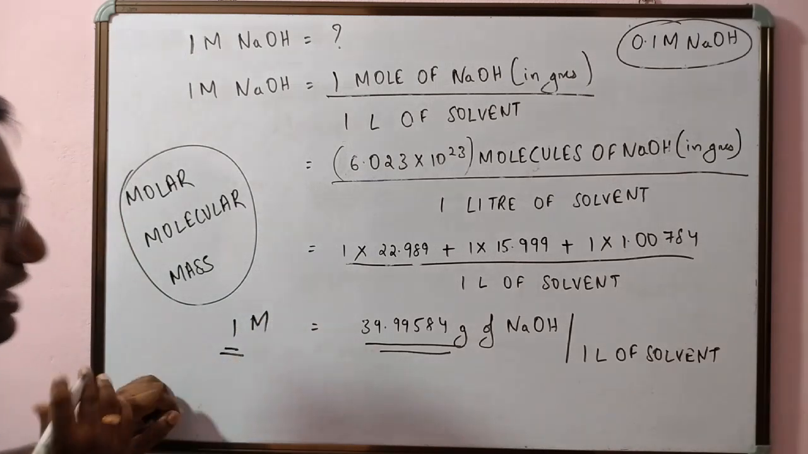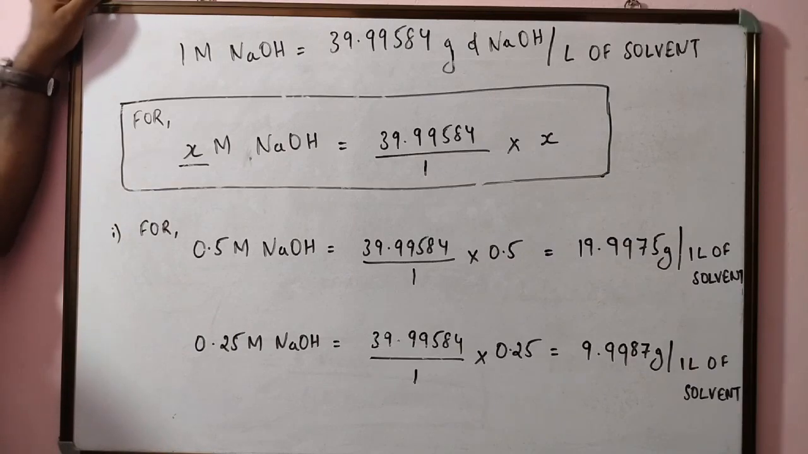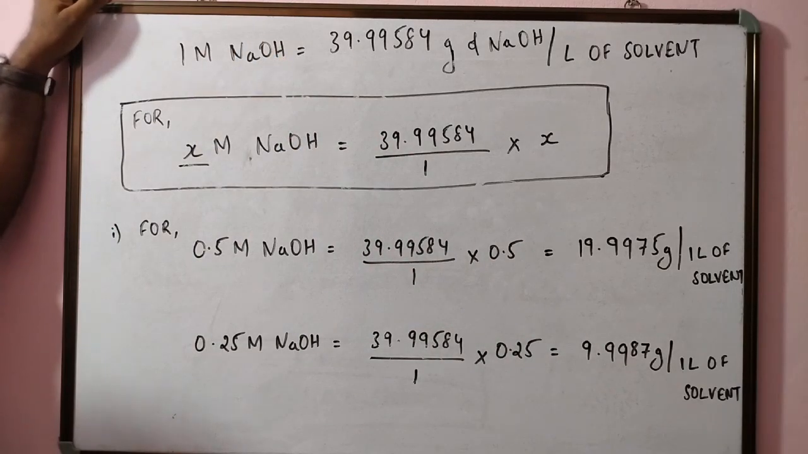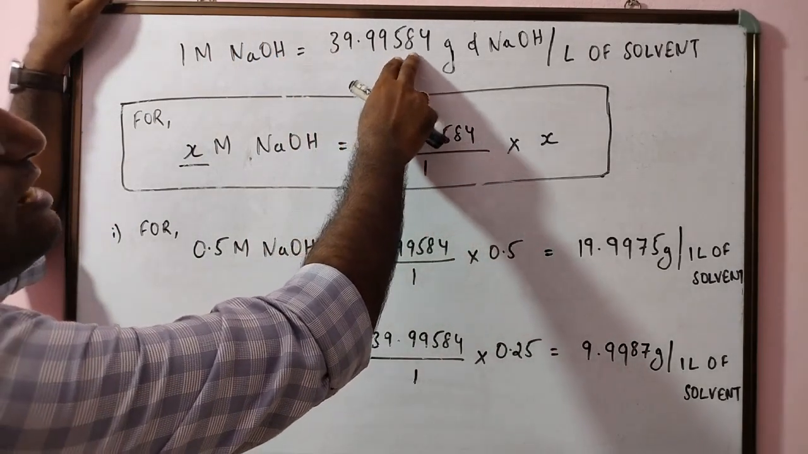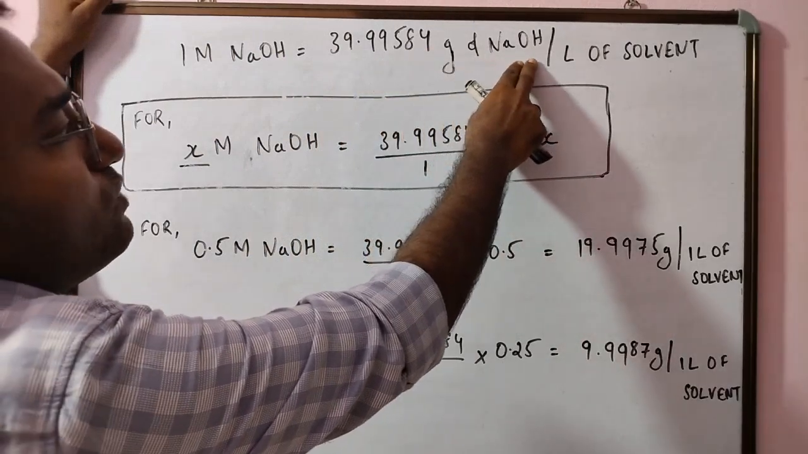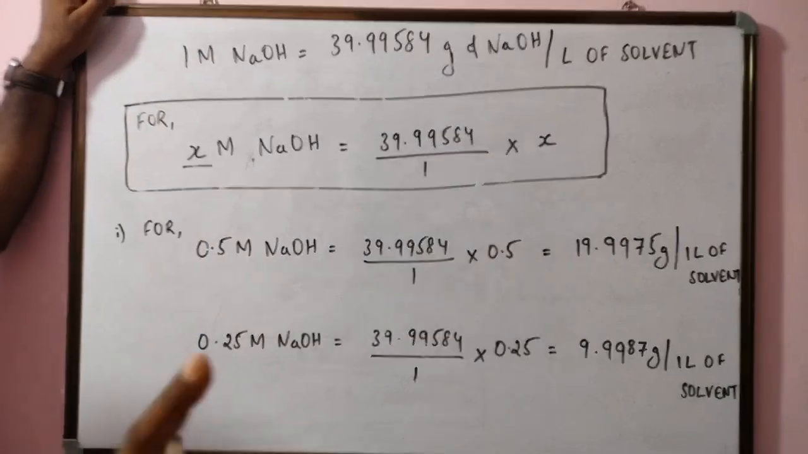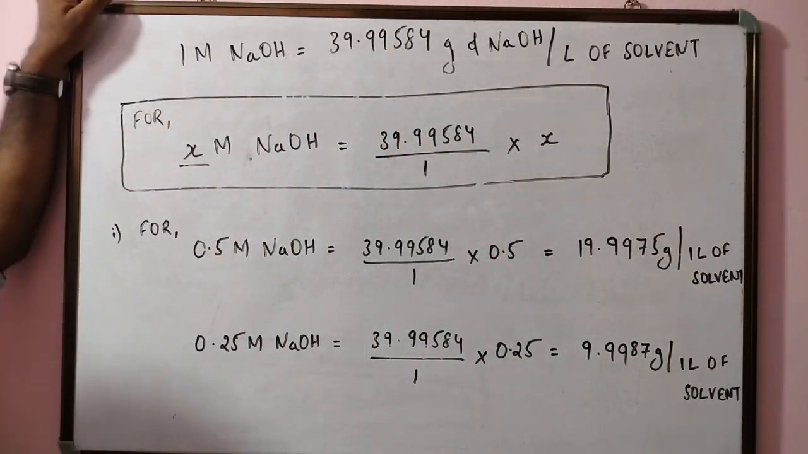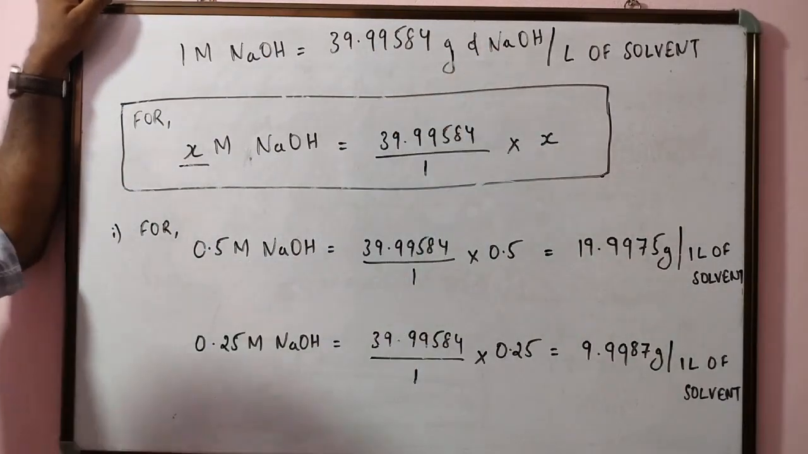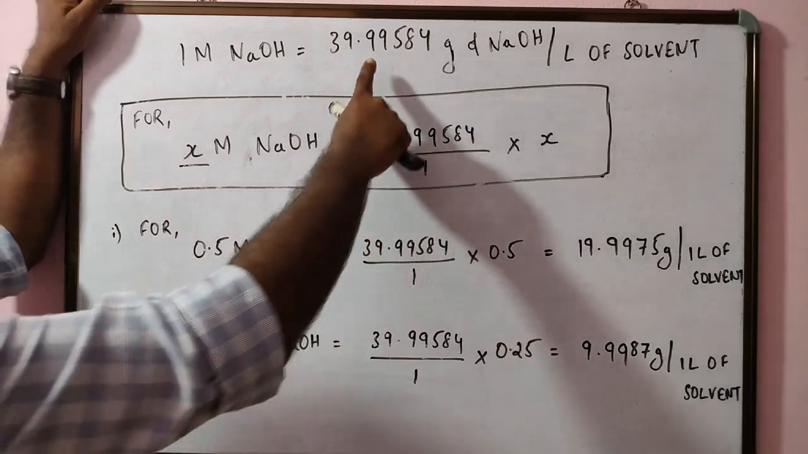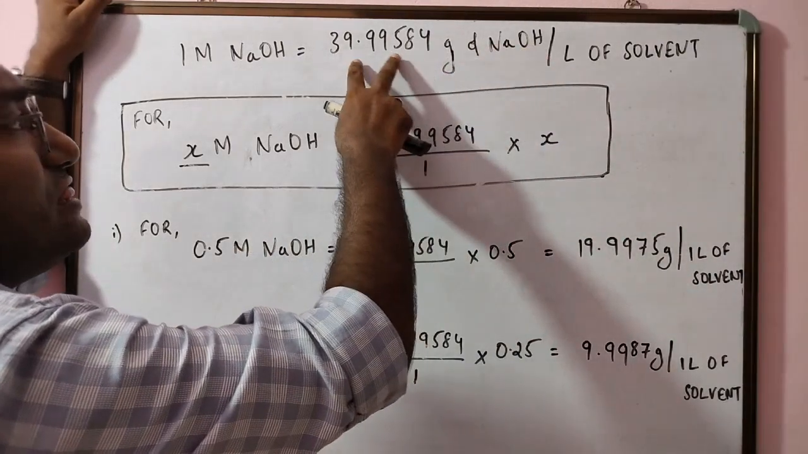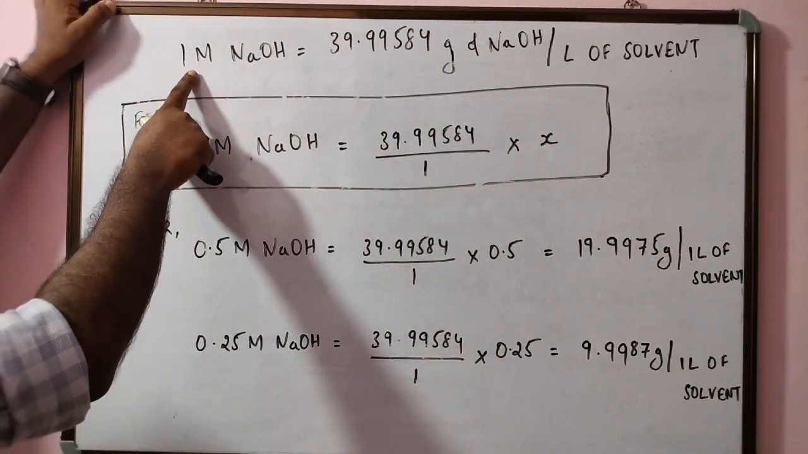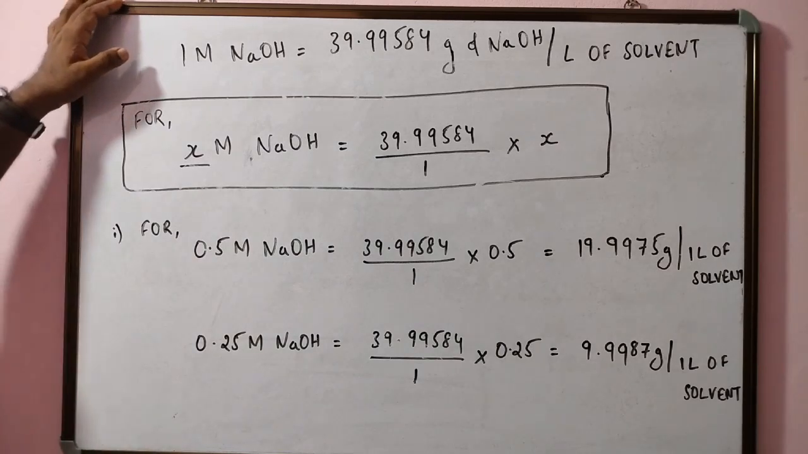of 1 molarity. Now, we already know that to prepare 1 molar NaOH, we need to dissolve 39.99584 gram of NaOH in 1 liter of solvent. This weight is the molar molecular mass of NaOH, or the weight in grams of 1 mole of NaOH. And when this weight is dissolved in 1 liter of the solvent, we will get 1 molar NaOH solution.